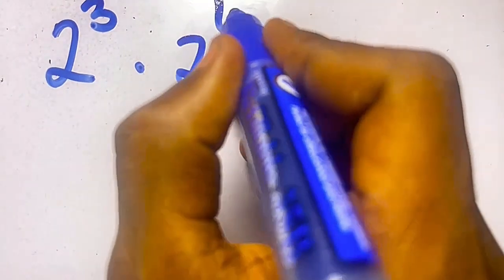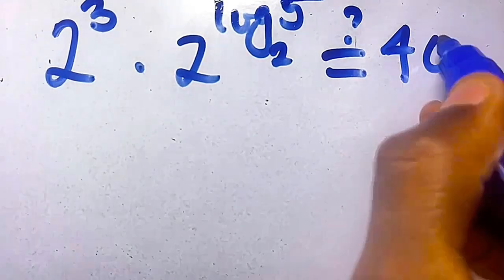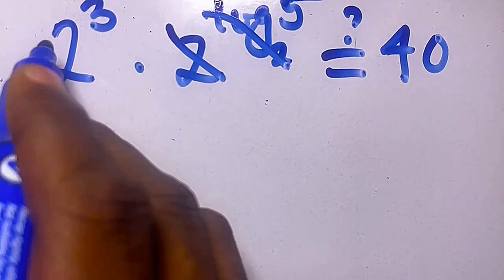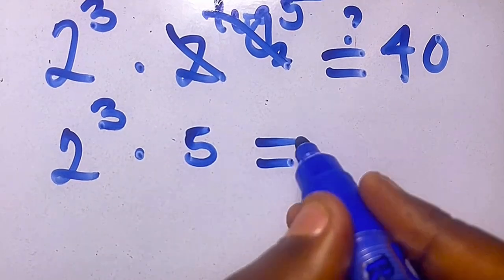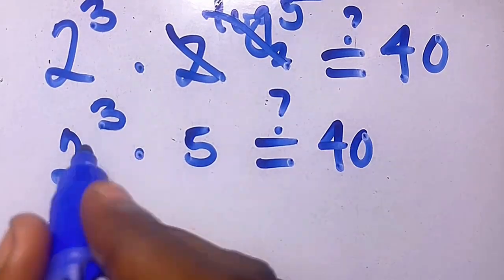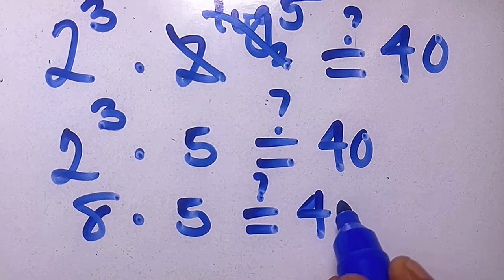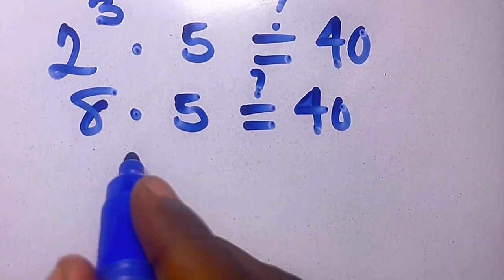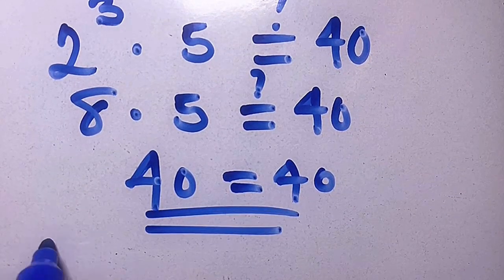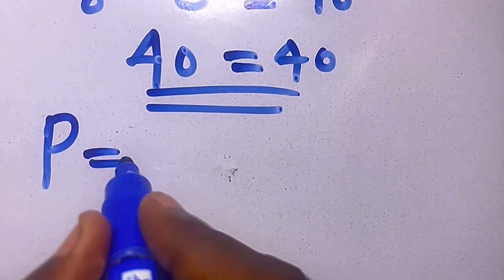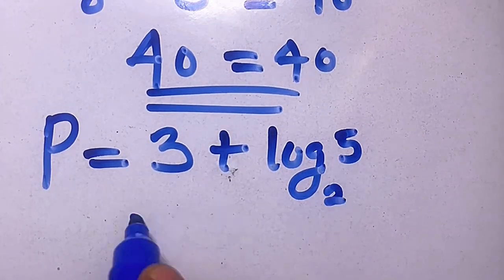So now, if you have 2 raised to power 3 multiplied by 2 raised to log 5 in base 2, which we want to verify is equal to 40, that means this will cancel out this. So we have 2 raised to power 3 times 5. Is this equal to 40? 2 raised to power 3 gives us 8, times 5. 8 times 5 gives us 40, equals 40. That means that our p equals 3 plus log 5 in base 2 is valid.